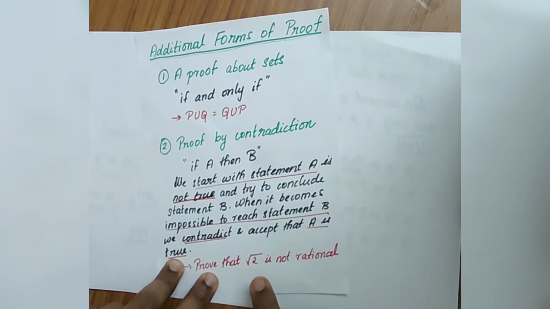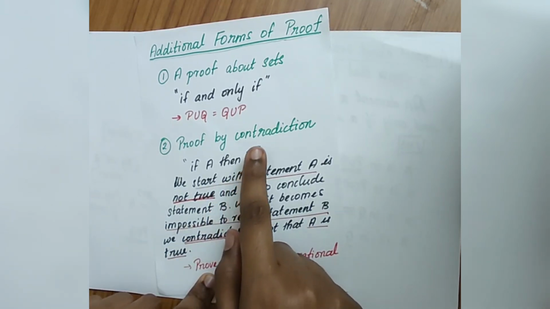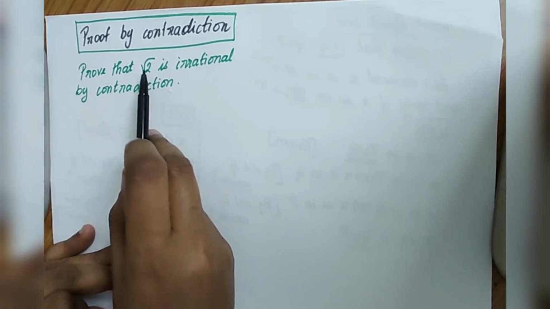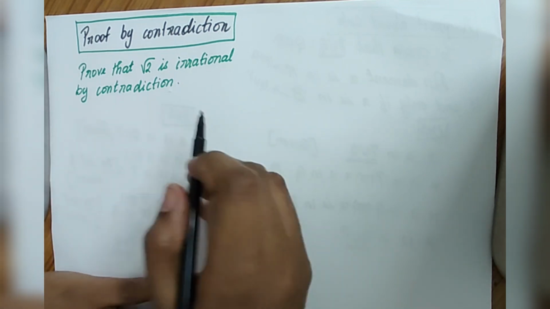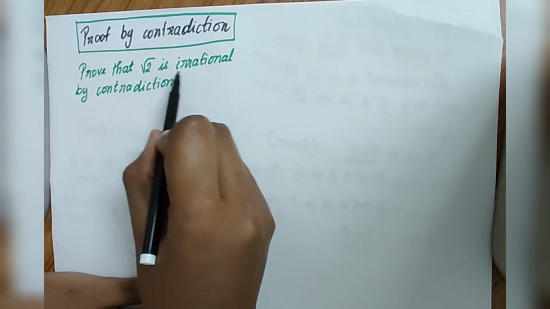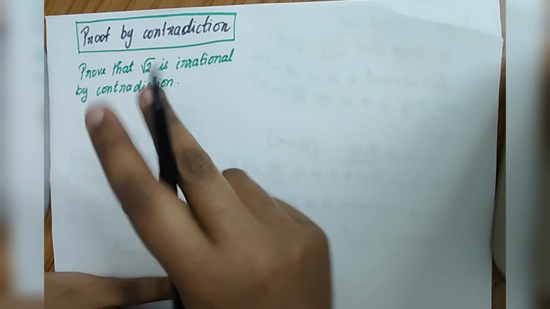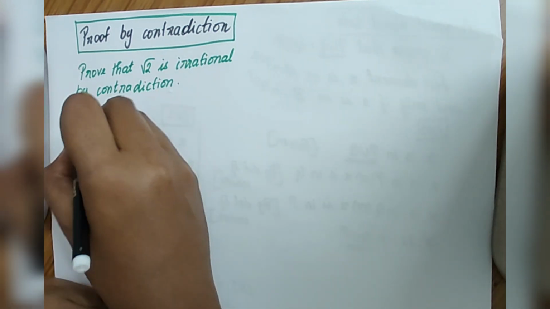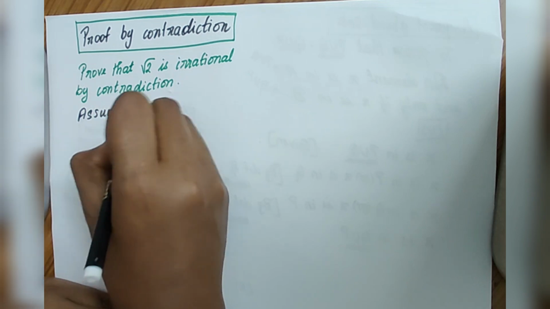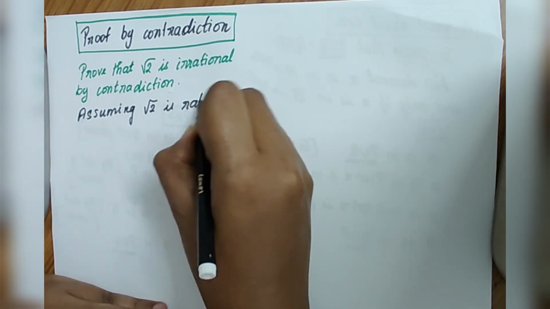Here we will prove that root 2 is not rational by the contradiction method. We are going to prove that root 2 is irrational by contradiction. So what is the first step in the contradiction method? We take the statement and write it in the negative way. So, assuming that root 2 is rational.